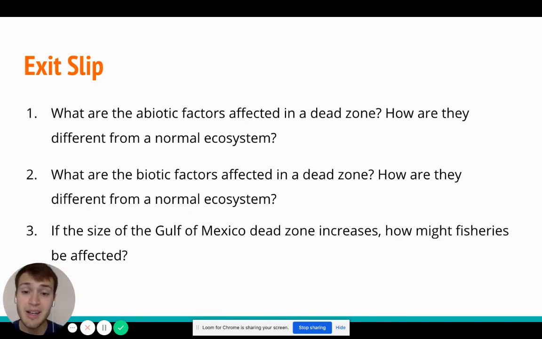Number 2, what are the biotic factors affected in a dead zone? So what are the living things that are affected by a dead zone? And how are they different from a normal ecosystem? Number 3, this one's going to ask you to think a little bit. If the size of the Gulf of Mexico dead zone increases, how might fisheries be affected? So fisheries, that means like fishermen, so people who fish. If the dead zone increases, what might happen to those fishermen? How might their lives be changed?